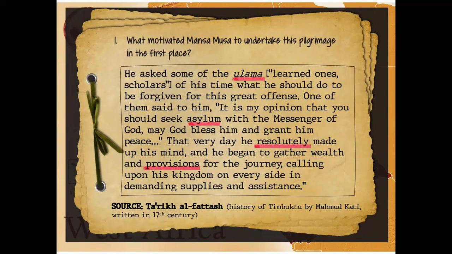He asked some of the ulama, learned ones or scholars, of his time, what he should do to be forgiven for this great offense. One of them said to him, "It is my opinion that you should seek asylum with the messenger of God. May God bless him and grant him peace." That very day, he resolutely made up his mind, and he began to gather wealth and provisions for the journey, calling upon his kingdom on every side, demanding supplies and assistance.